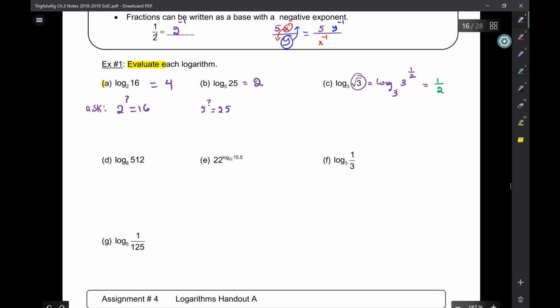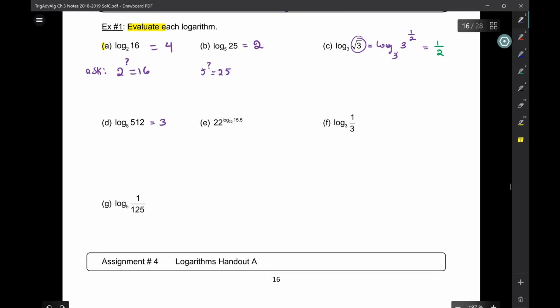So what about this one? 8 to the what gives you 512? He says 3. Go ahead and check. If you're doing this at home, you can check. And if you're doing it on the test, I will give you numbers that you know. So is it 8 to the 3? What's 8 to the power of 3? 8 to the power of 2 is 64. So how would you know that?